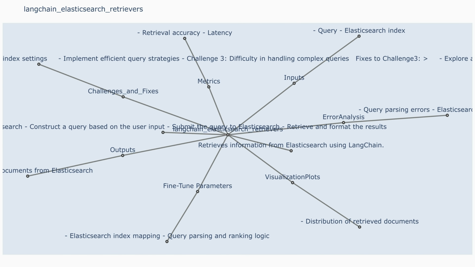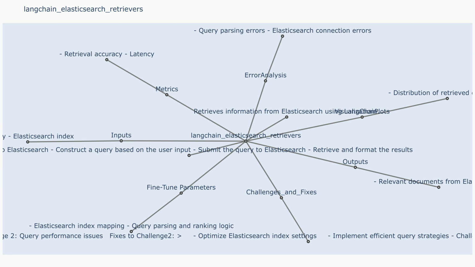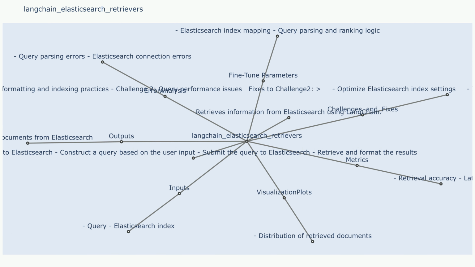Langchain Elasticsearch retrievers. Description. Langchain Elasticsearch retrievers enable retrieving relevant documents from an Elasticsearch index based on a user query. They leverage Langchain's modularity, allowing integration with other components like LLMs for question answering or summarization.